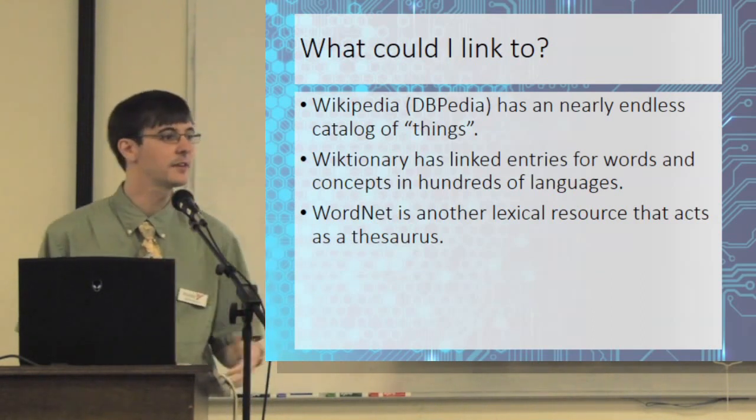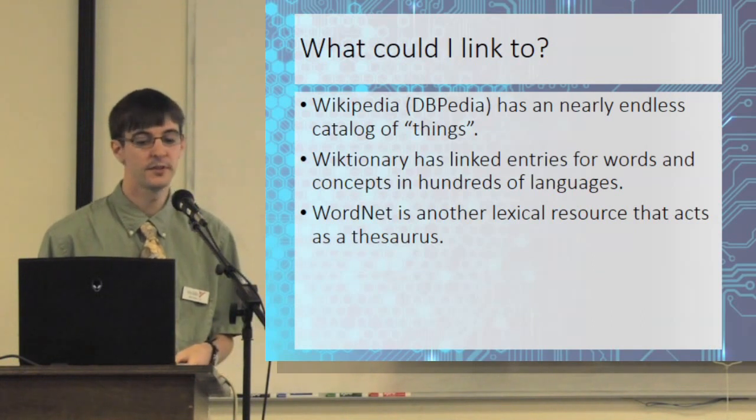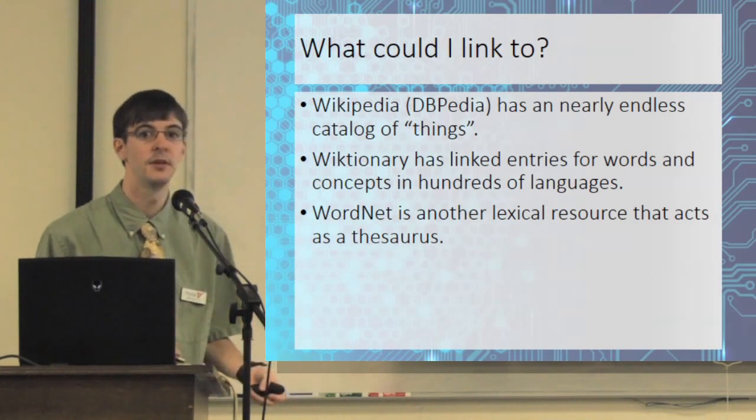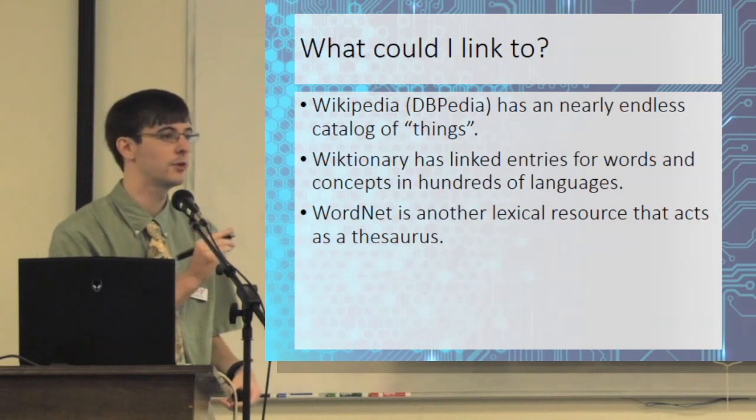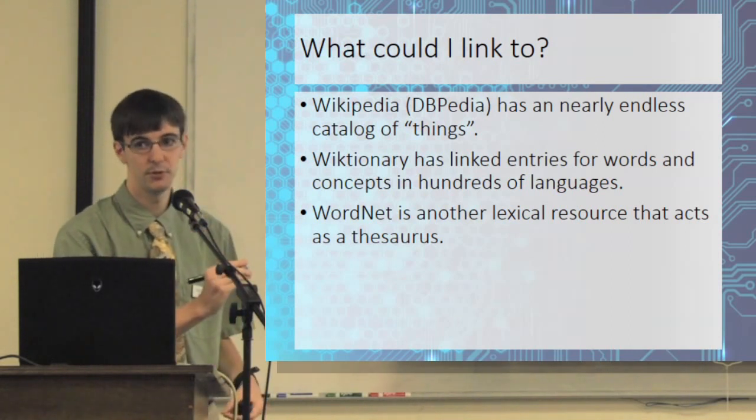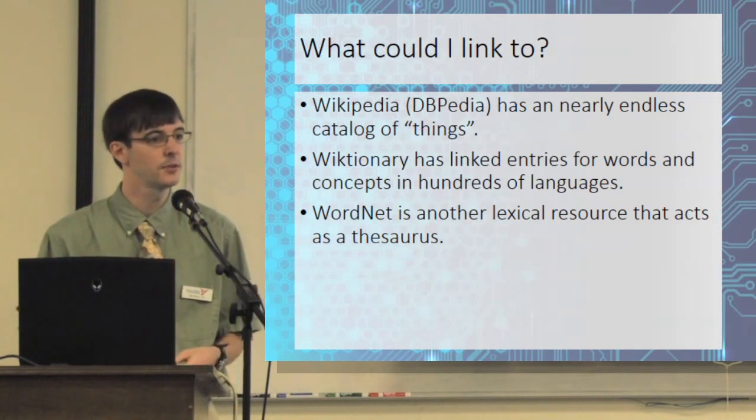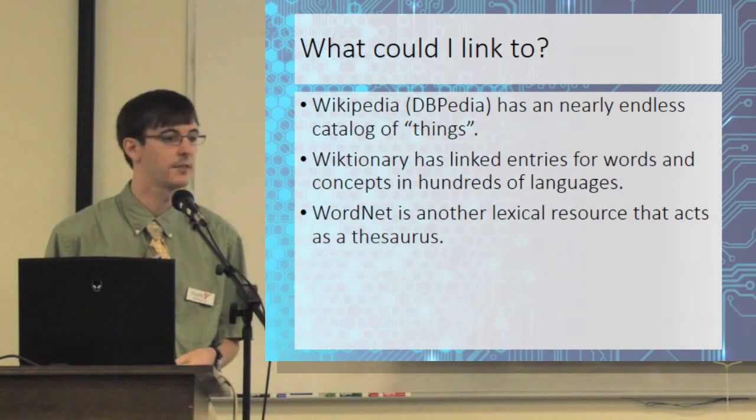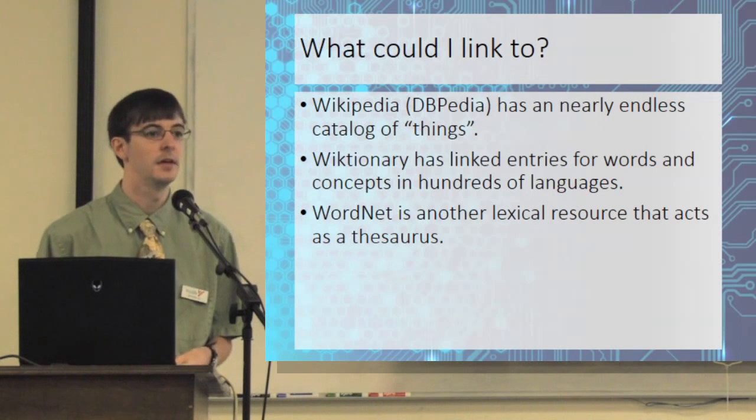They have a nearly endless catalog of things. Wiktionary has linked entries for words and concepts in hundreds of languages. If you point to the French word for, for avocado, for example, then because Wikipedia has linkings to the word for avocado in many other languages, you've actually linked it to other dictionaries and other resources by doing that. WordNet is another lexical resource that acts as a thesaurus, and there are dumps of WordNet that you can access as RDF.